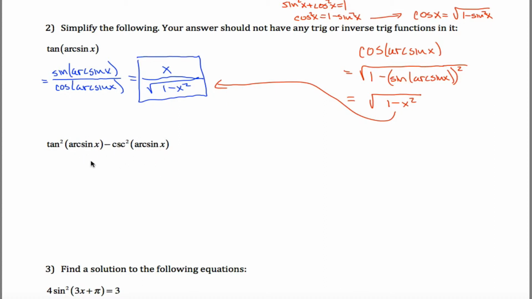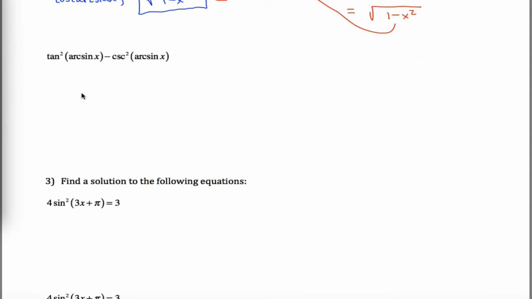What about this one here? Tangent squared of some angle minus cosecant squared of some angle. Well, there's a few different ways you can do this. Option 1. Because sine squared plus cosine squared is equal to 1, I could divide both sides of this identity by cosine squared. I'll write it out. Sine squared over cosine squared plus cosine squared over cosine squared must be equal to 1 over cosine squared.